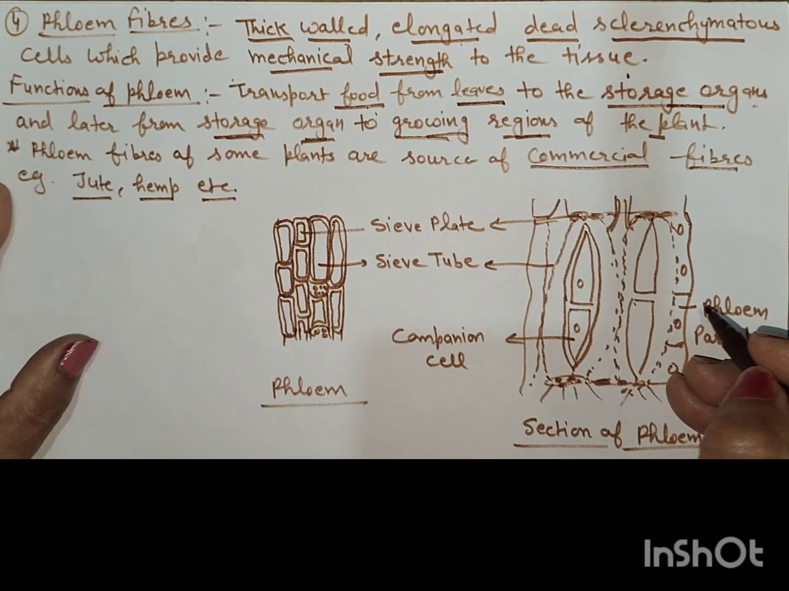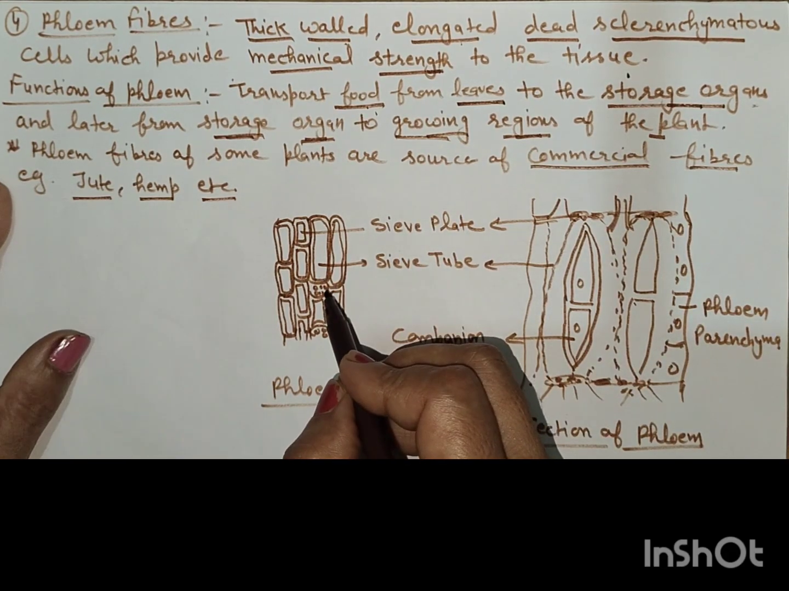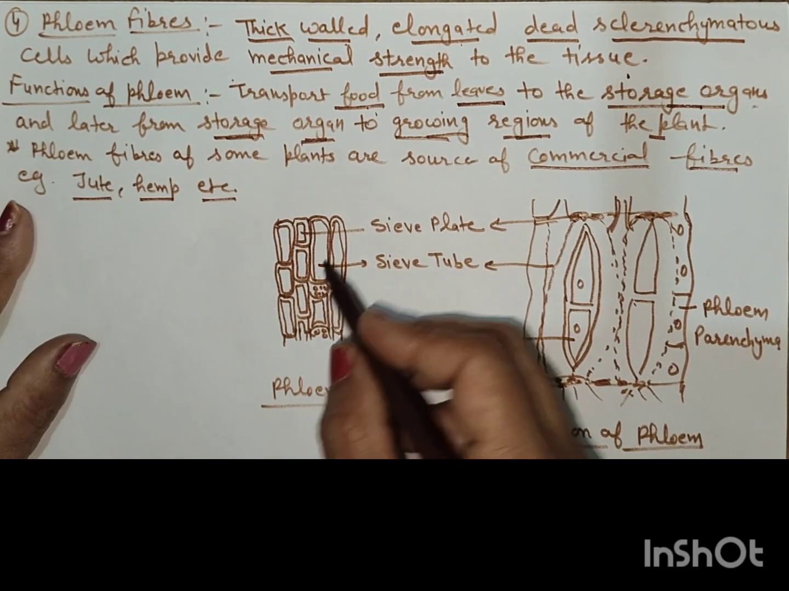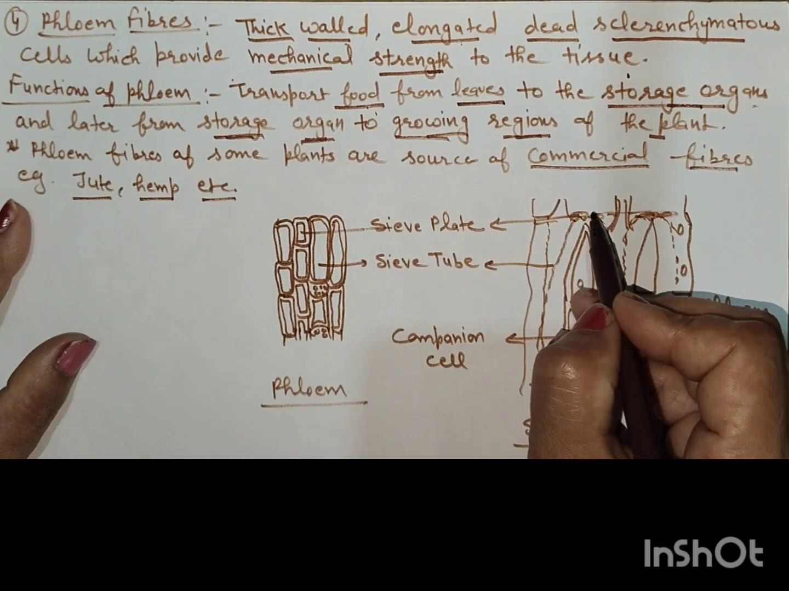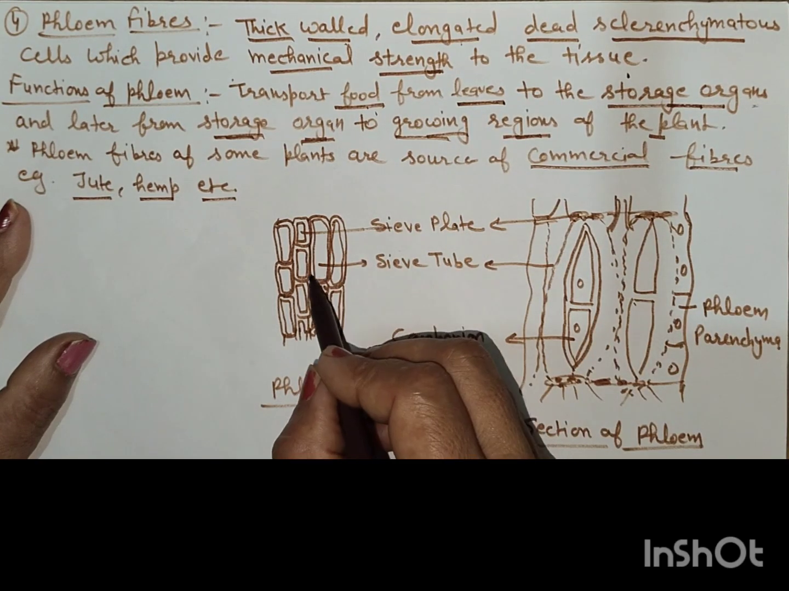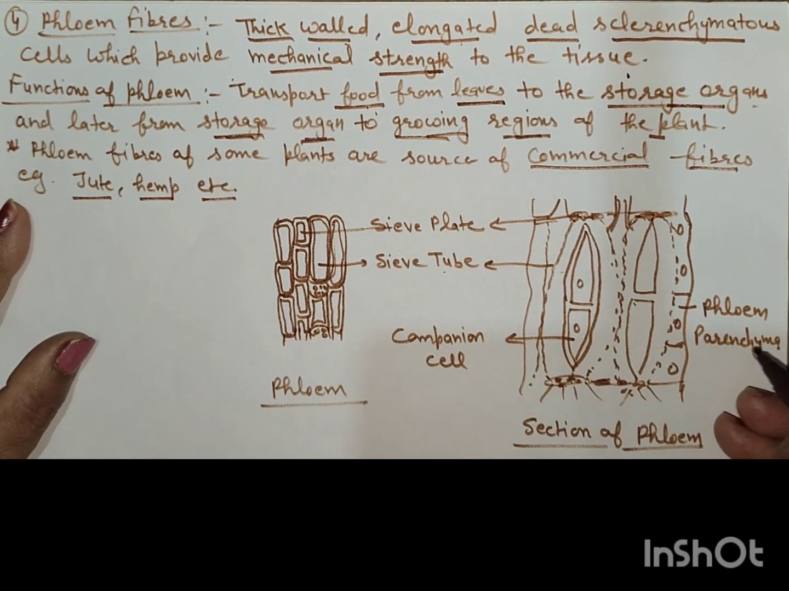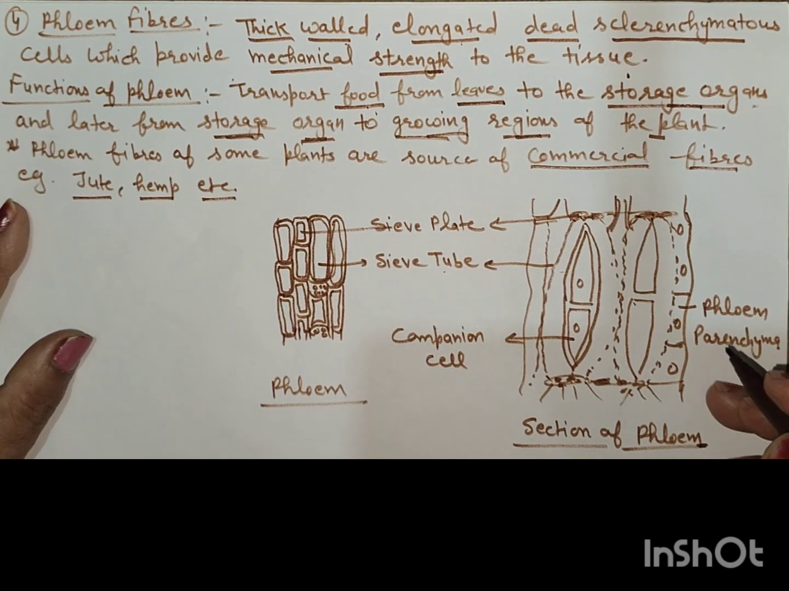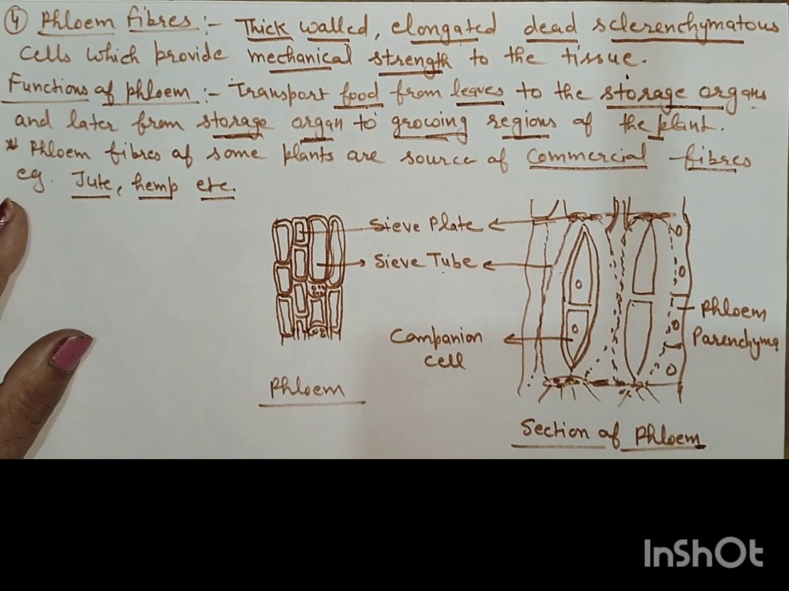This is a section of the phloem. When we take a look at the outside, these are the sieve plates, these are the sieve tubes, and this is the phloem parenchyma. This is the section of the phloem.